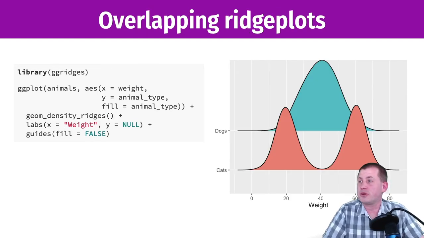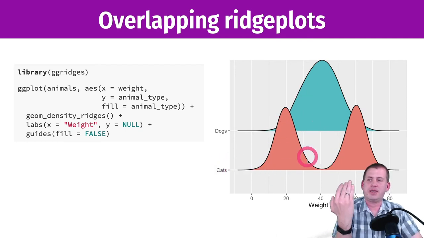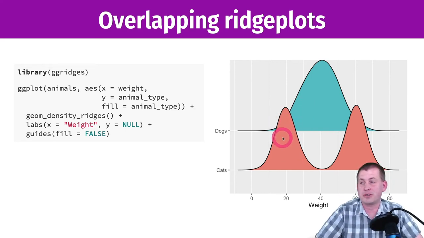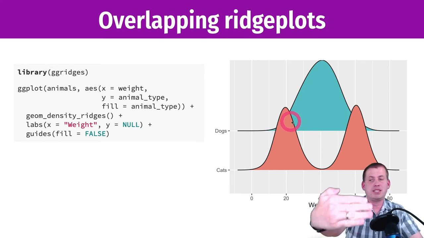Another popular way of doing this is something called a ridge plot, where you can show the distributions of these different variables or the different categories, and kind of overlay them like this. So the cats is in front and then dogs is behind it. It's almost like a 3D effect. If you have lots of different groups, you can keep stacking them behind each other.